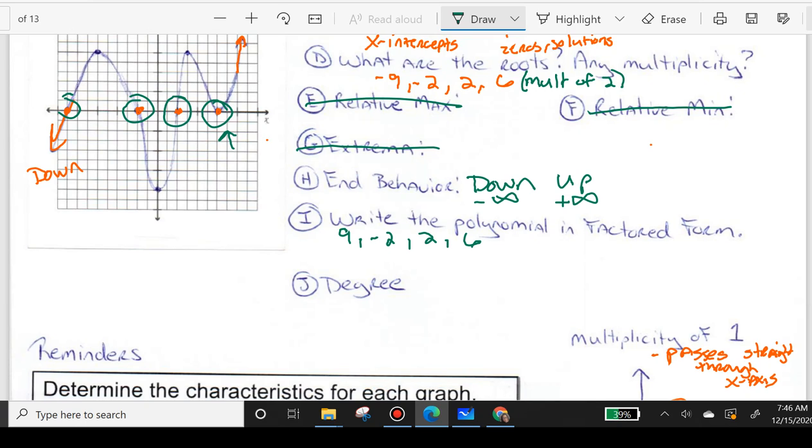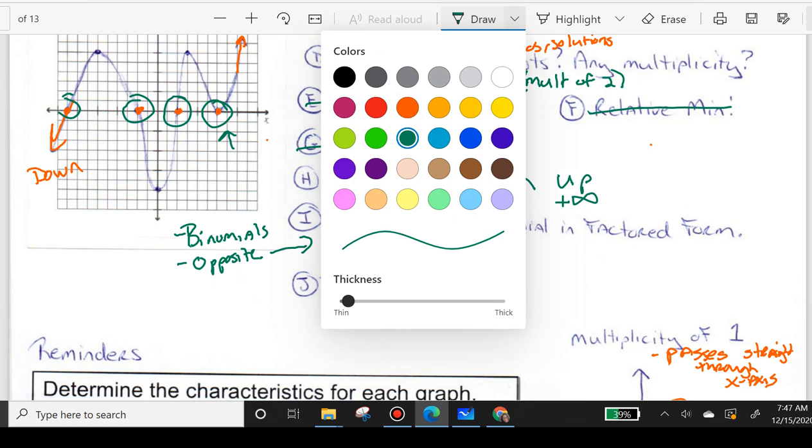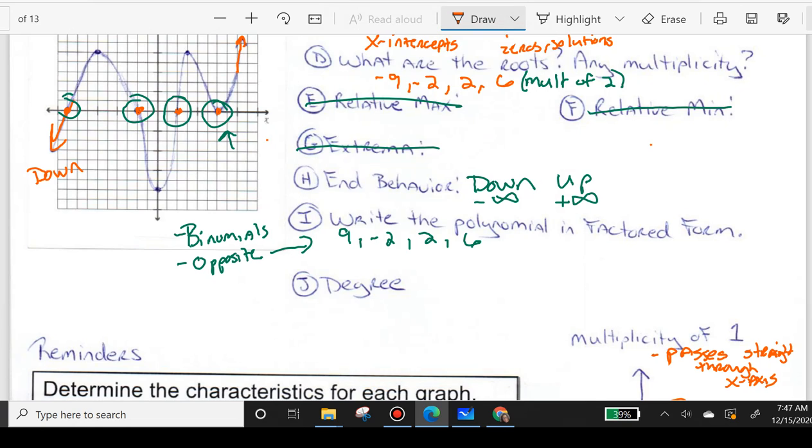And when I'm trying to write this in factored form, I'm going to write them in binomials. So it's always going to be binomials. Binomials is when it's just 2 terms. It's going to be binomials, and it's going to be the opposite of whatever the solution is. So when I am writing these as binomials with the opposite, it's going to be x. This is a plus 9, so I'm going to put a minus 9 here.